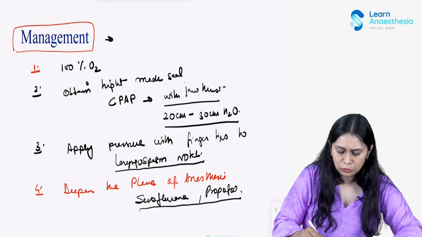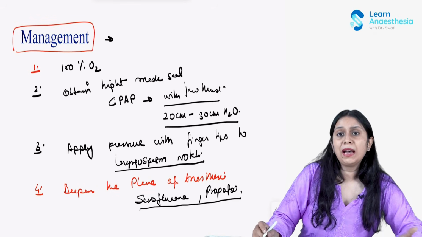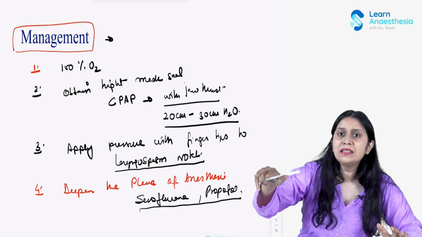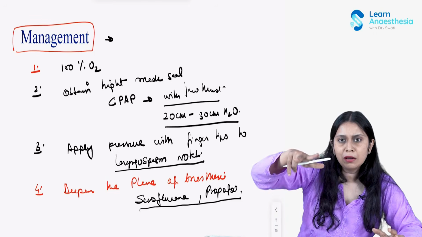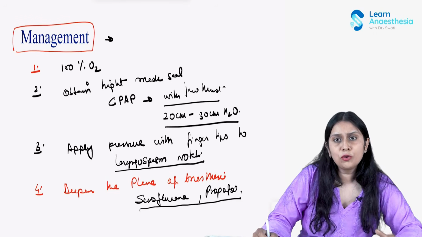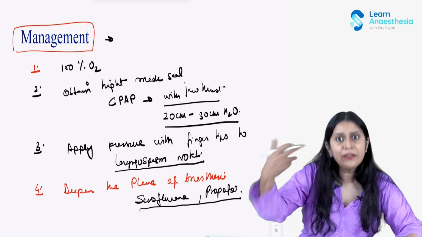And if no improvement in spite of all these 4 management steps, what we do, we try to paralyze the laryngeal muscle which has caused the reflex closure of larynx. So we can give a neuromuscular blocking agent like succinylcholine. Definitely succinylcholine.